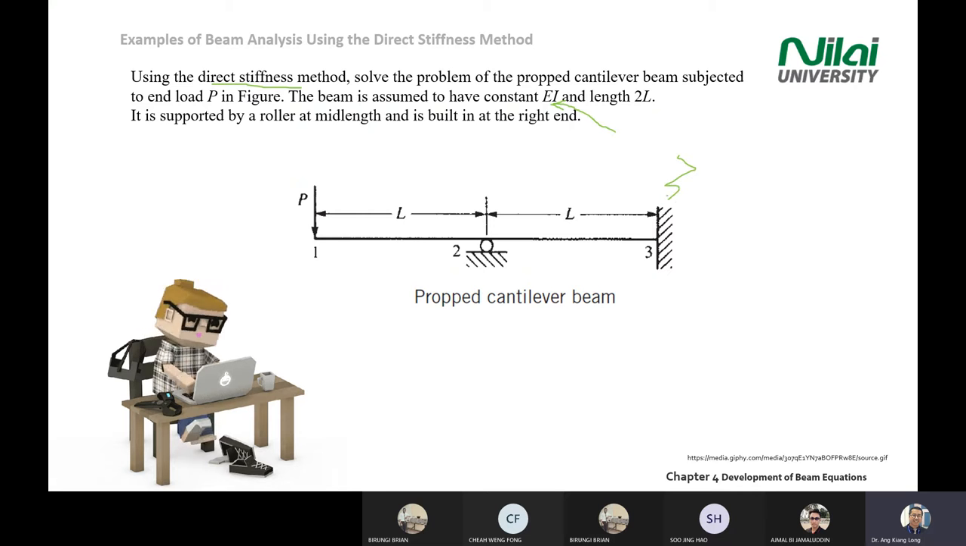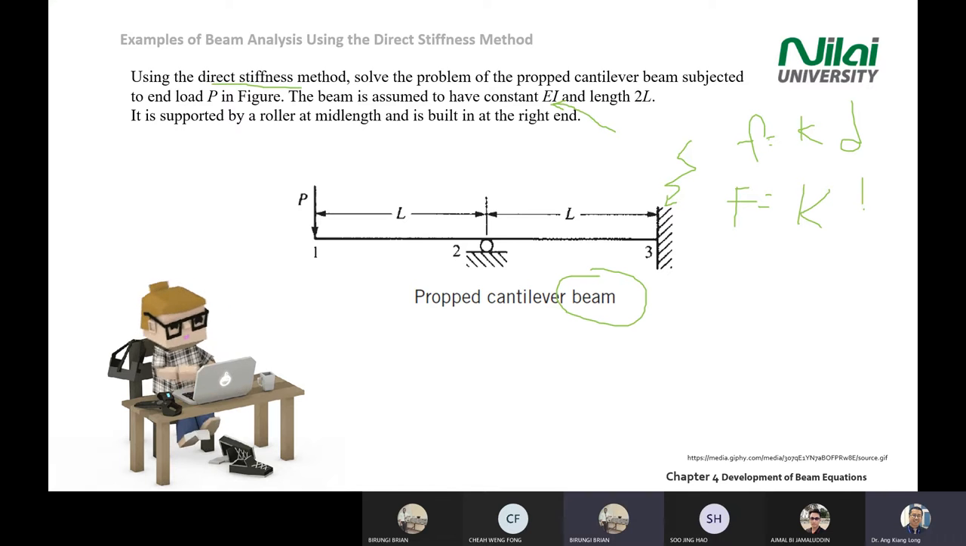Okay, let's try to solve this question. Again, back to the question, I will go to Sue. So what is the displacement you have for a beam? We are looking at a beam here. Beam F equal to KD, or capital F, F equal to KD. I'm asking you about the displacement now. What is the displacement for point 3? Sue, can you answer?